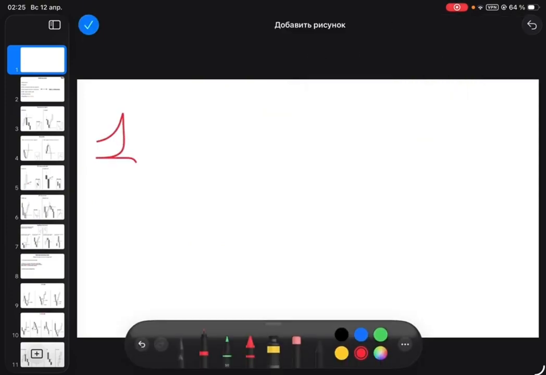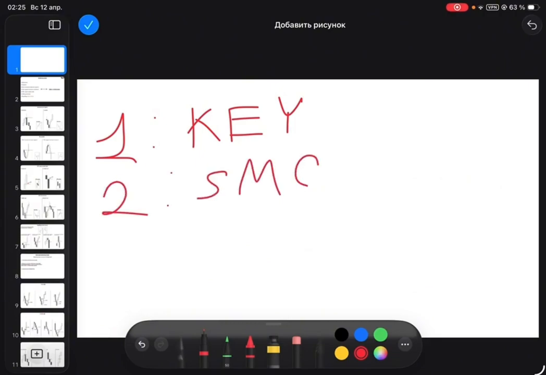Now our first topic is K levels, and our second topic is SMC, and confirmation and entry.